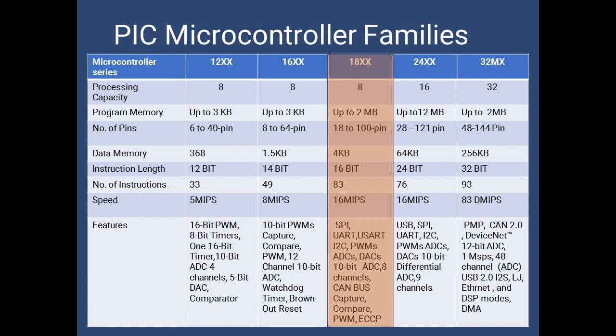Now when I say there are more facilities, it means that there will be more configuration registers. If you look at the number of instructions available, even though there are a large number of facilities within the microcontroller, in the 12xx series we have only 33 instructions. In the 16xx series we have only 49 instructions. In the 18xx series we have a total of 83 instructions. In the 24xx series we have 76 instructions, whereas in the 32mx series we have 93 instructions.